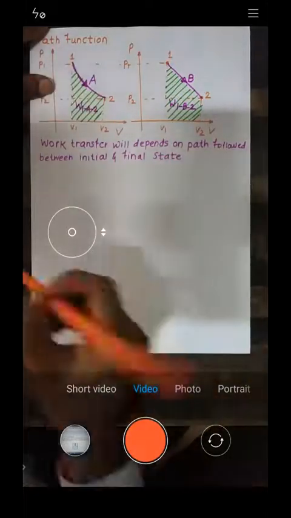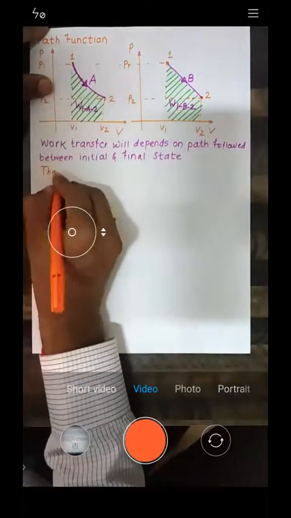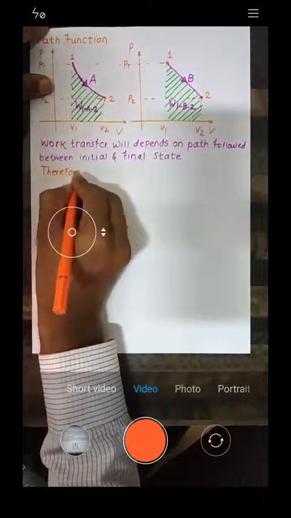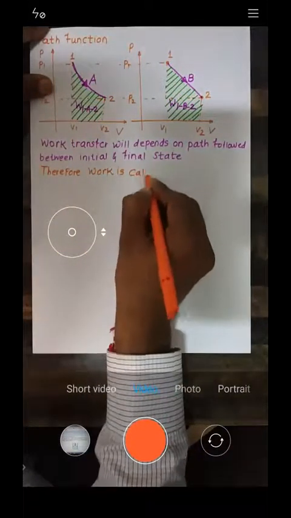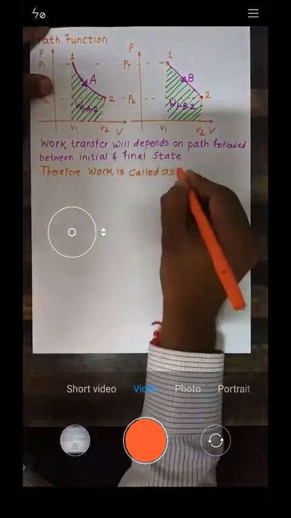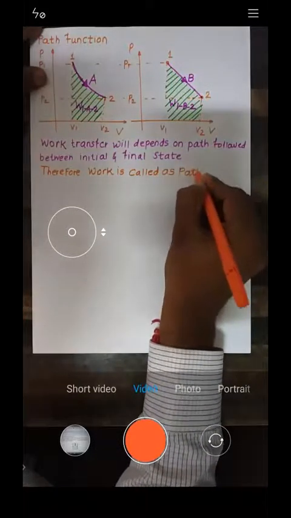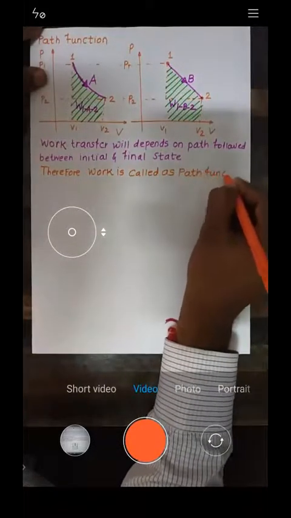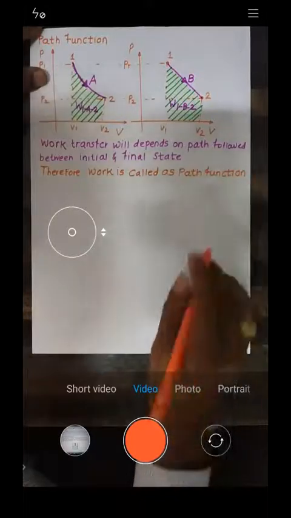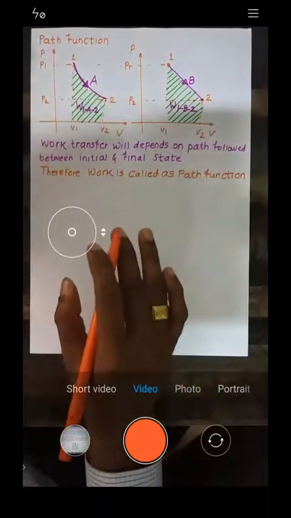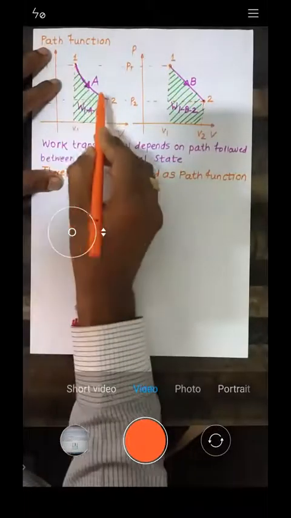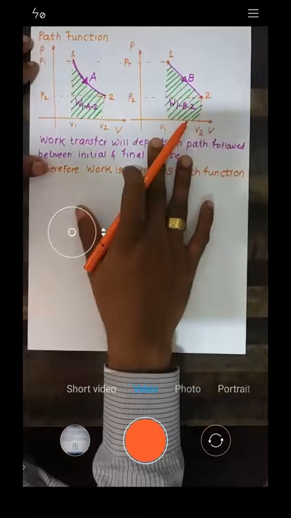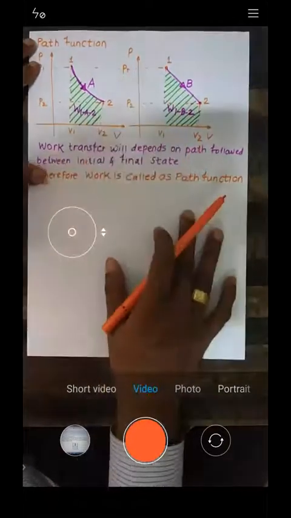Therefore, work is called a path function. Try to understand. That's why work is called a path function, because work will depend upon what? Path. When you go like this, work is different. When you go like this, work is different. So work will depend upon path. That's why work is called a path function.